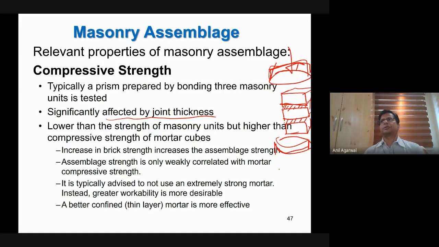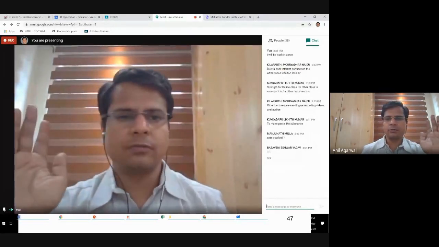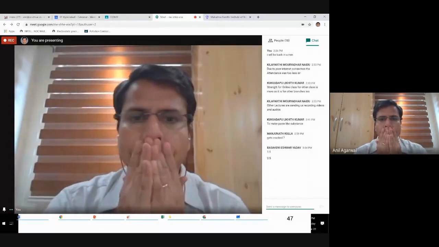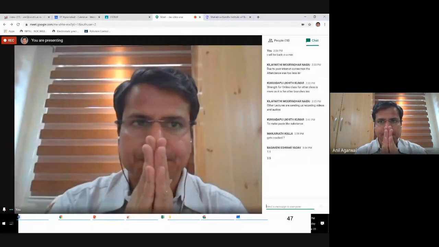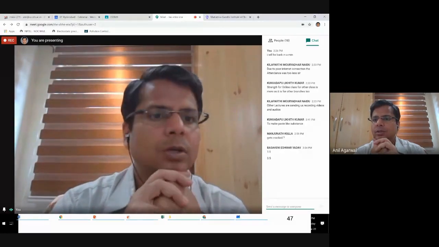That should raise some questions. Does anybody find that worrisome, that the strength of this assembly is not the same as mortar strength? It is somewhere in between the mortar strength and the brick strength. Does anybody find that non-intuitive, difficult to understand? Anybody? What is going on? Somebody should reply now.